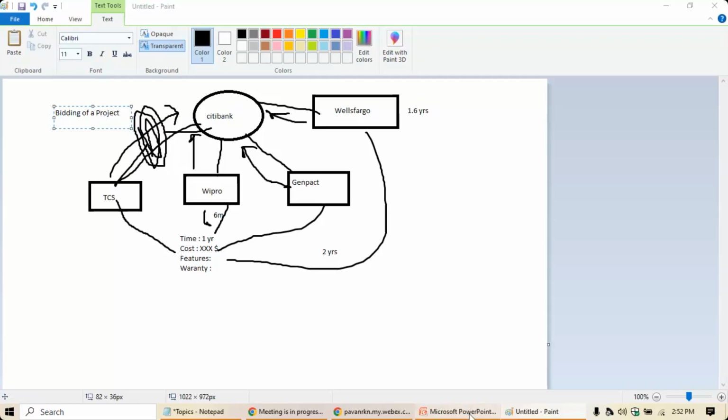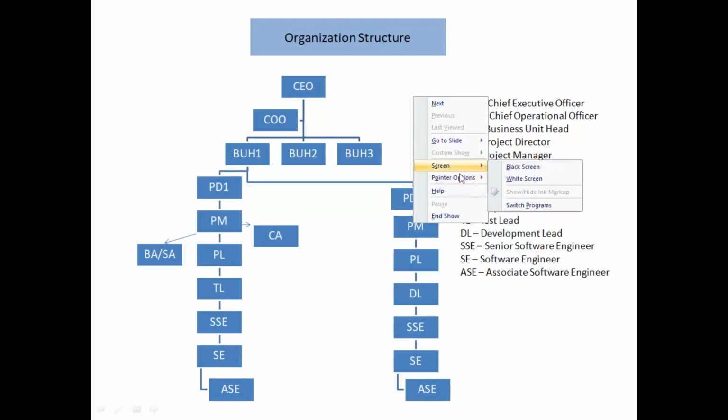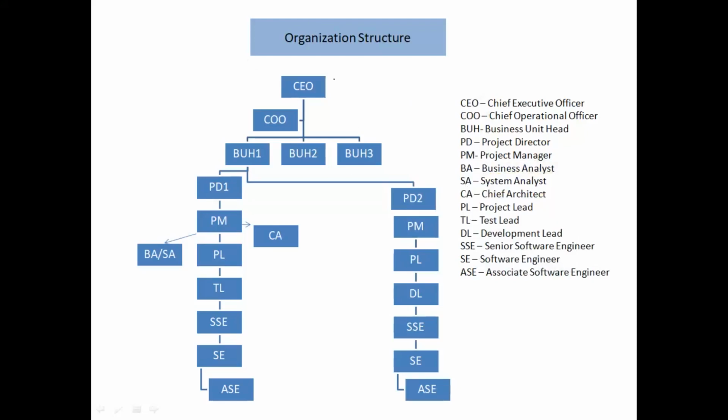Let me take an example. Any company you take, you will have a CEO first. CEO stands for Chief Executive Officer. And to him, there will be one person called COO, the Chief Operational Officer, who reports to the CEO. Under the COO, you will have BU heads. BU stands for business unit.